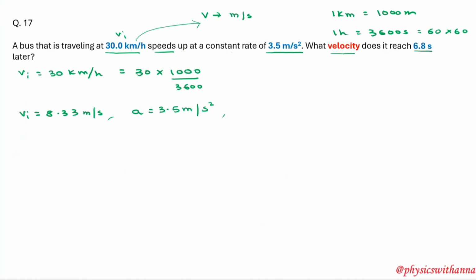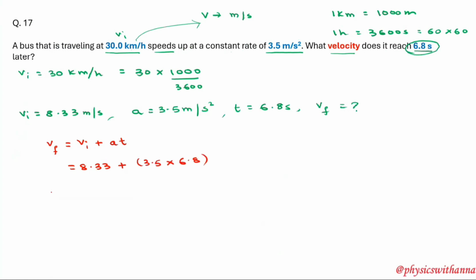I want to find what velocity it will reach after this much time. So this is time t, 6.8 seconds. We have to find the final velocity. So we use the same equation: V final equals V initial plus A into t. V initial is 8.33, acceleration is 3.5, and time t is 6.8. When we solve this, you get final velocity to be equal to 32.13 meter per second.